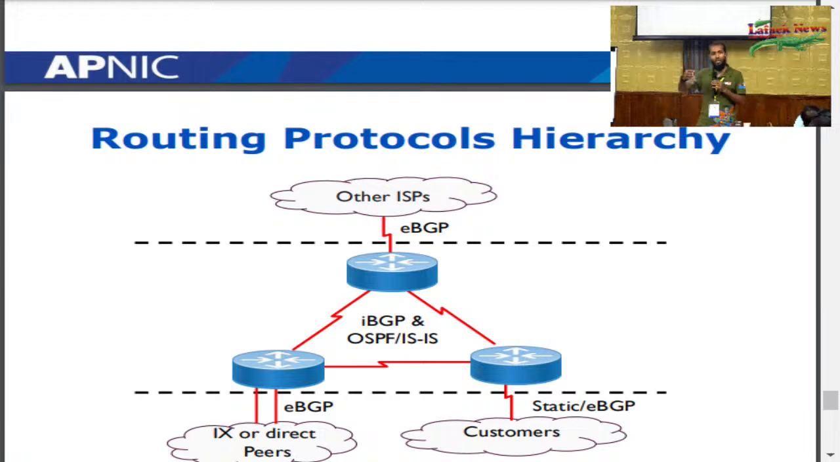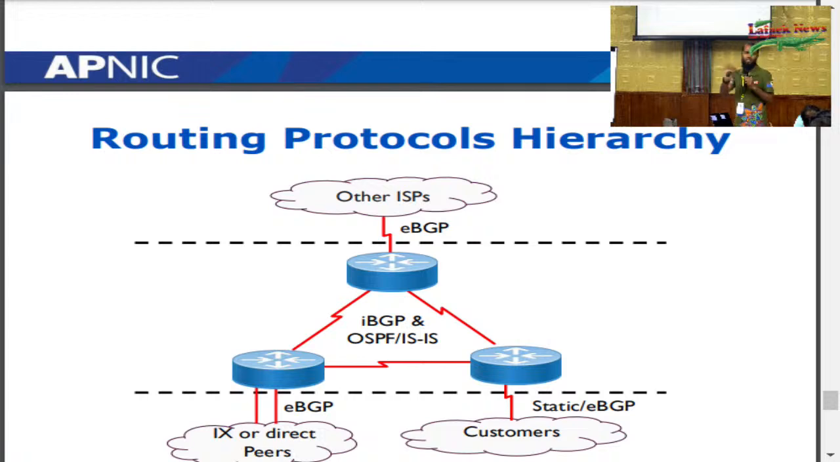Now, when you want to talk to the external, that means not in your ISP or in your network, you want to talk to another entity, you have a couple of options. You can use BGP, and BGP has two types again. One is called eBGP or external BGP. So this is a different company. I'm going to use external BGP.